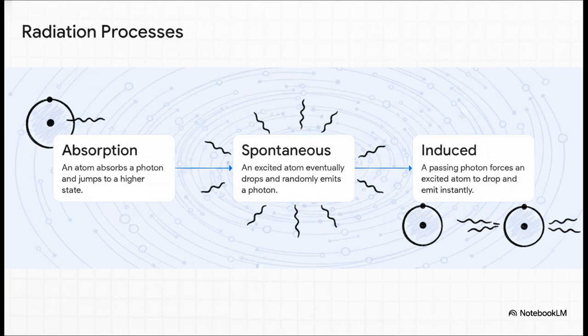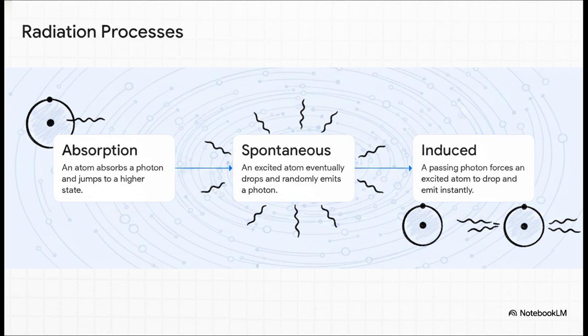Everyone already knew about absorption. An atom eats a photon and jumps to a higher energy state. And everyone knew about spontaneous emission. An excited atom eventually drops back down and just randomly spits out a photon. But Einstein realized the math actually required a third process to balance everything out. He called it induced or stimulated emission.